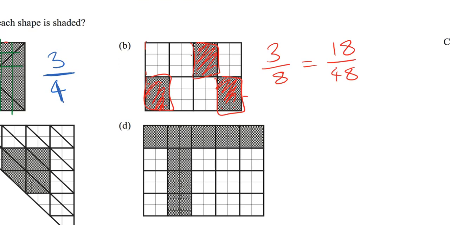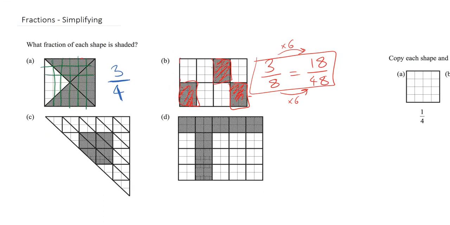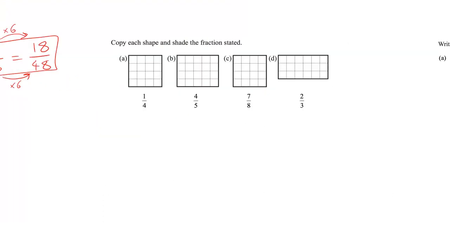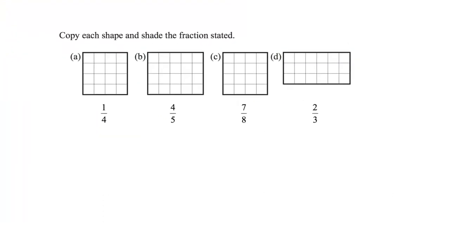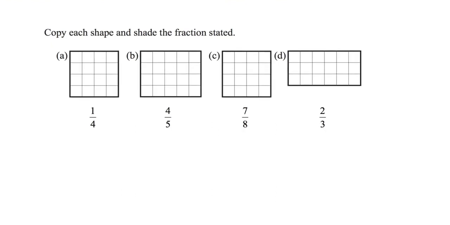Okay, and so how do we get between the two? Well, without a picture, we are looking for some number that is a multiple of 3 and 8. And of course, in this case, look, we can times both 3 and 8 by 6 to get 18 over 48. This is how we know they are equivalent to each other. Okay, so now that we understand that, let's just see if we can make sure we can reflect backwards and look at some fractions and shade them in.